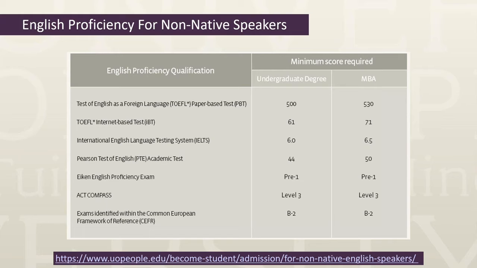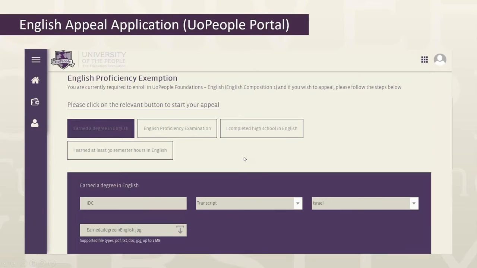If you cannot provide proof of English proficiency, do not worry. If you are accepted to UPeople, you will be automatically registered to take our English Composition 1 course, which is an introductory English course. If you do decide to appeal, this can be done through the portal. And again, remember, you have 7 days to appeal your English once you are notified that your application meets our requirements to study with us.